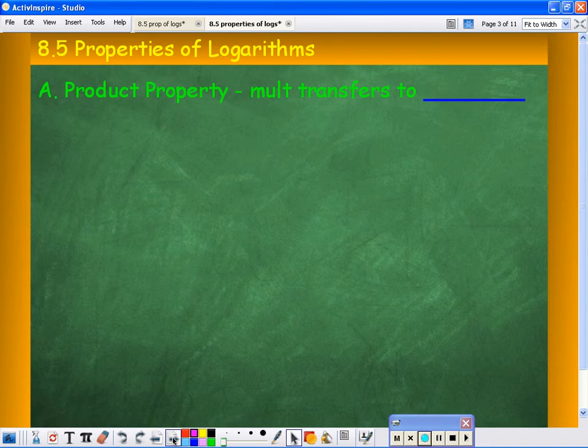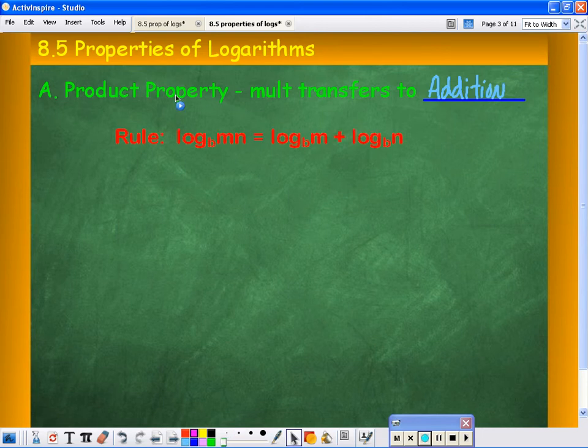We're going to start with the product property. And just from what we just said previously in the last flip chart, what do you think would fill in the blank here? Multiplying transfers to what operation when it comes to logs? Addition. Correct. It transfers to addition. So when we think about multiplying with logs, we've already got it in our brain that we're going to use addition.